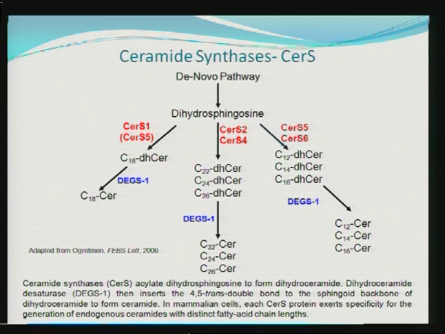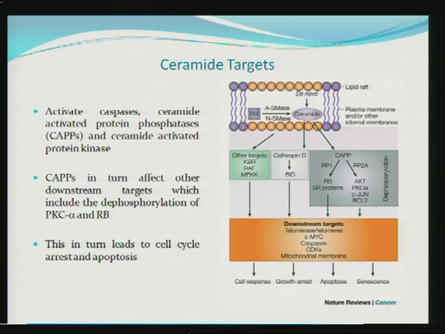I'm going to touch on the ceramide synthases because some of the work we're doing in the lab is going to focus on that. So basically, the family of ceramide synthases will acylate dihydrosphingosine to form dihydroceramide. And in mammalian cells, each ceramide synthase has a specificity for a specific fatty acid. So eventually you get dihydroceramide with a different carbon group, and then through the action of dihydroceramide desaturase, a double bond is added and ceramide is generated. But I'll touch more on that a little bit later in the talk.